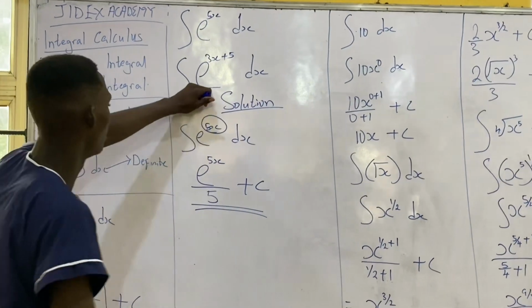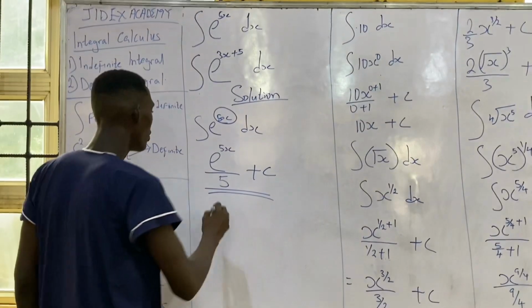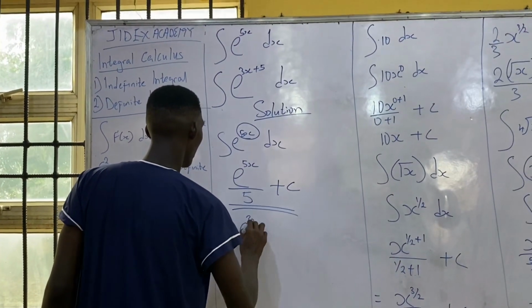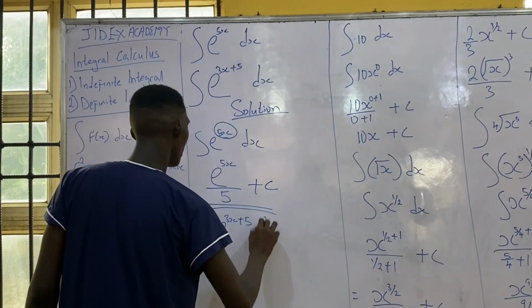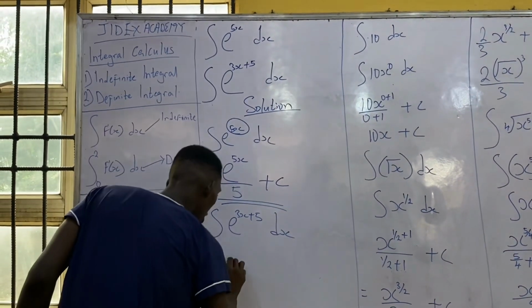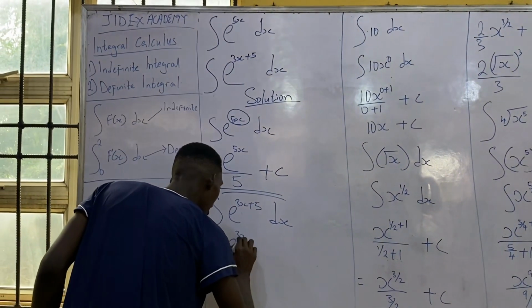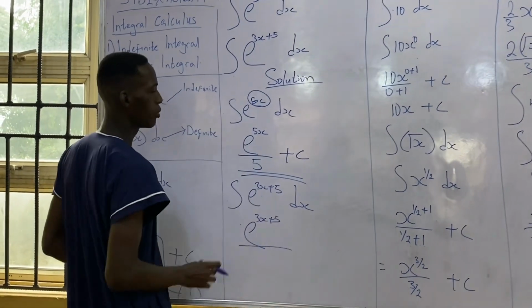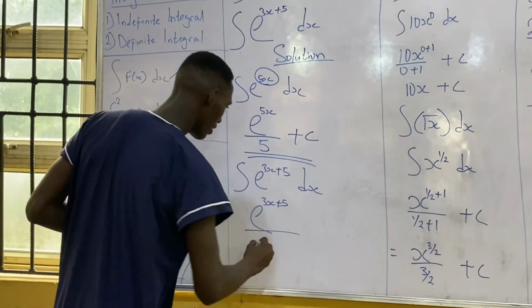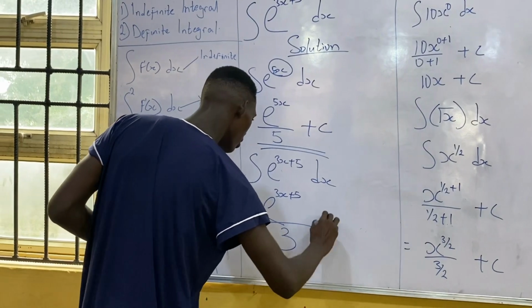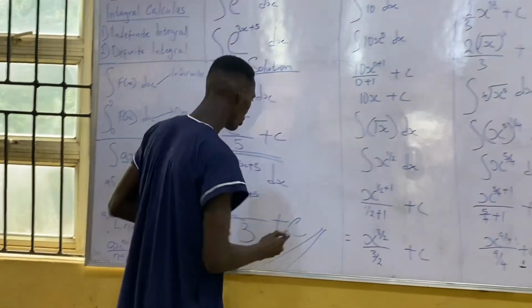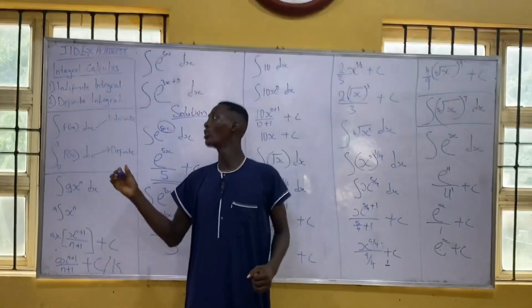Now, for the second one, you apply the same principle. So I'm going to find the derivative of 3x plus 5. The answer will be e to the power of 3x plus 5 over the derivative of this, which will be 3 plus 0, which is still 3, plus c. So this is where I will be stopping for today on our integral calculus.